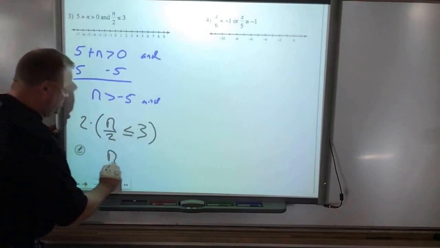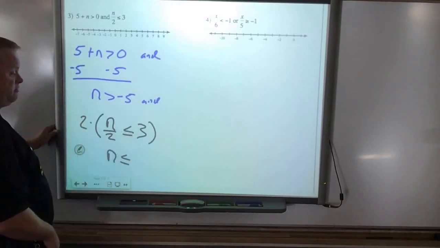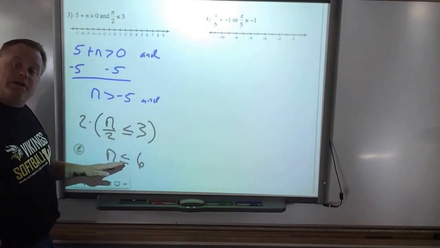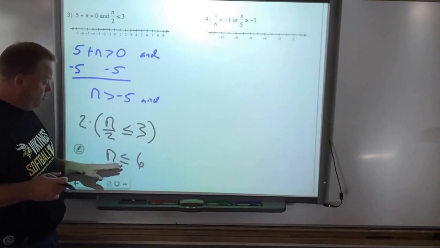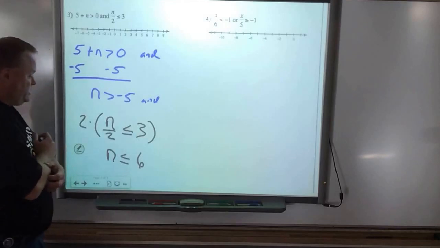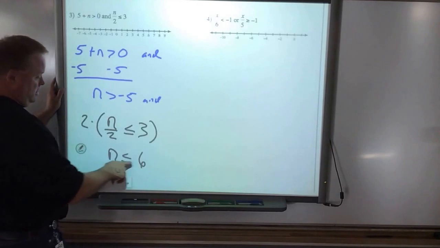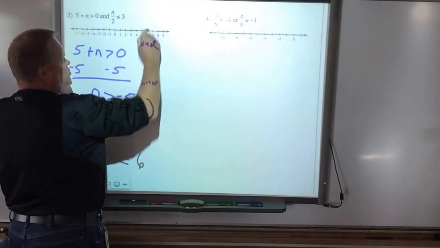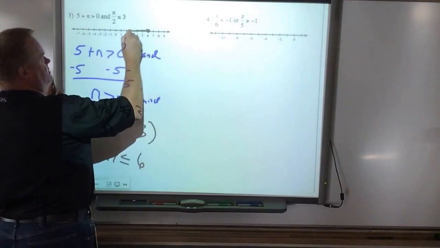I'm multiplying by 2 on both sides. So 2 times 3 is 6. I don't do anything with my inequality sign because I didn't multiply by a negative. So therefore, I just have n is less than or equal to 6. So I see this. I have an equal to bar at less than 6. So closed circle, less than 6.